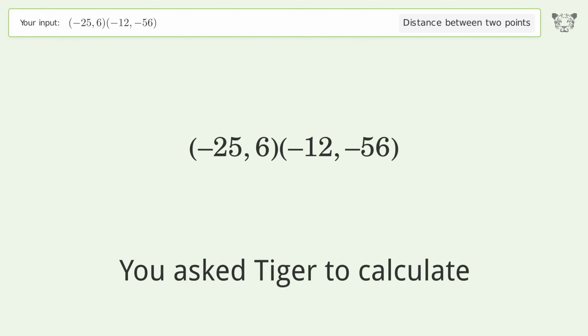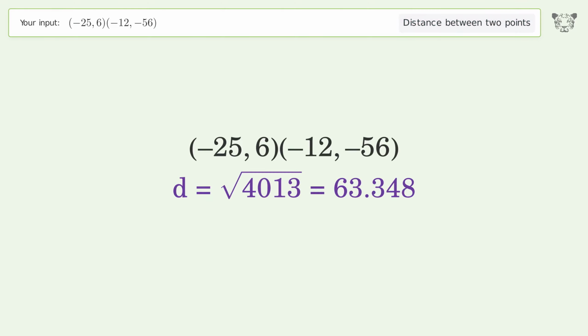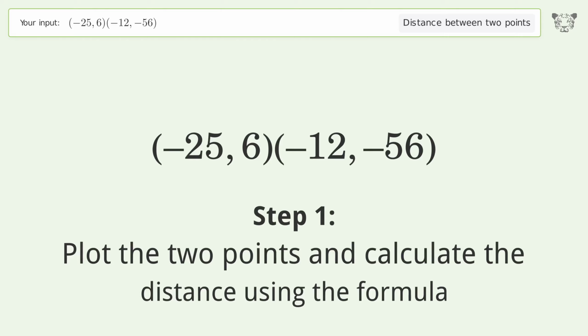You ask Tiger to calculate. This deals with the distance between 2 points. The distance between the 2 points is the square root of 4013, or 63.348. Let's solve it step by step. Plot the 2 points and calculate the distance using the formula.